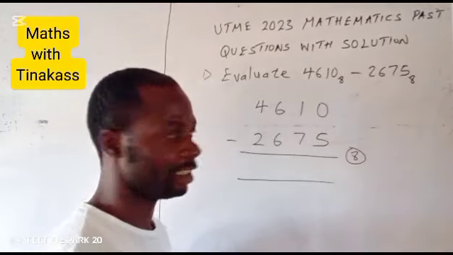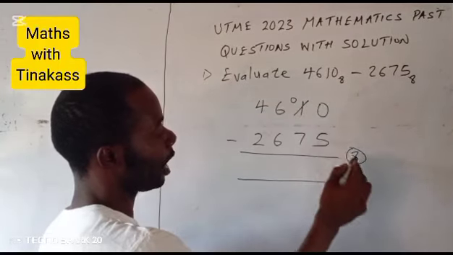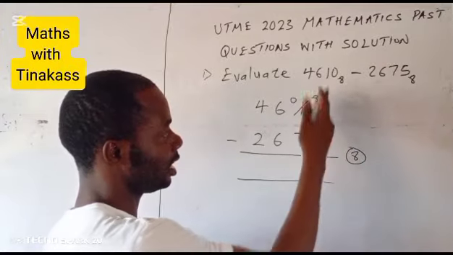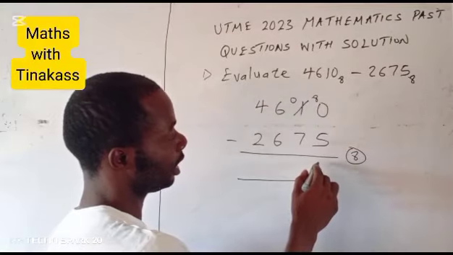Base 8. So if I borrow here, this one turns to 0, I borrow 8. 8 with 0 is what? 8 plus 0 is 8. Then I can now subtract. 8 minus 5, you agree with me that it's going to be 3.